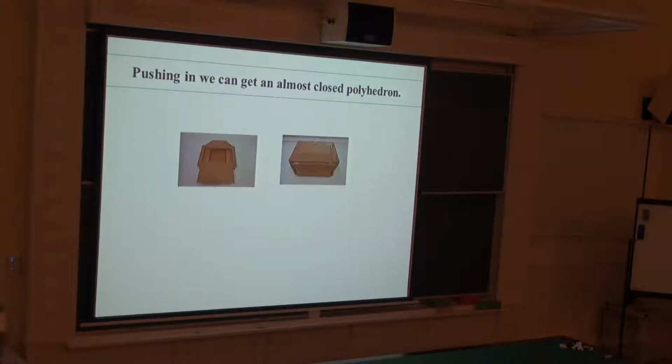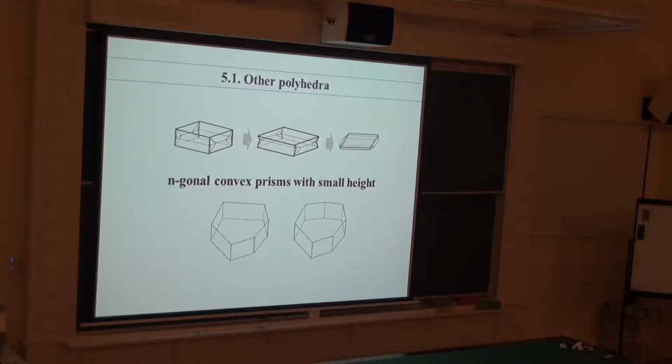So I made a model by using carbon. First, anyway, and it worked. So I asked the students to make the model by simulation. And now, this is applicable to n-gonal convex prisms with small heights, strictly directly.